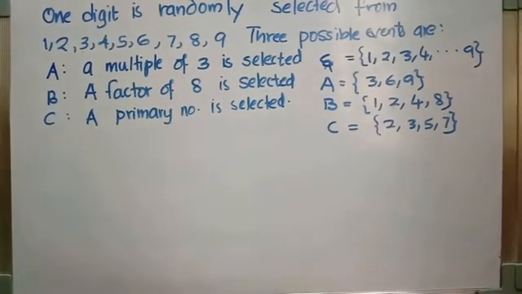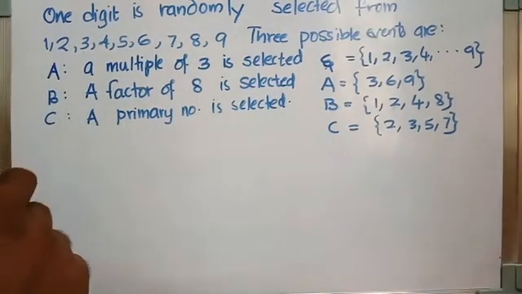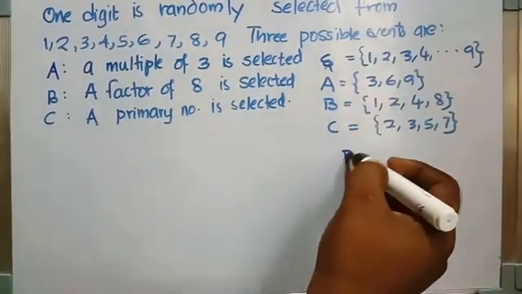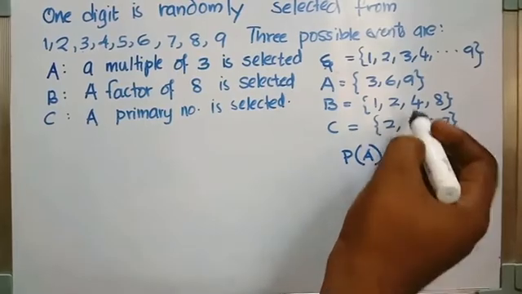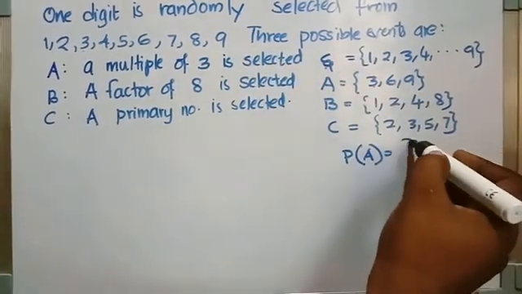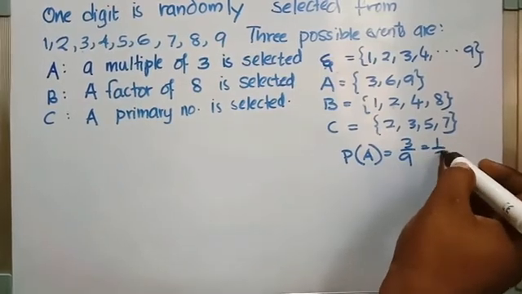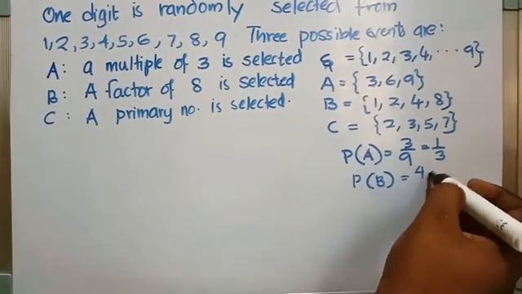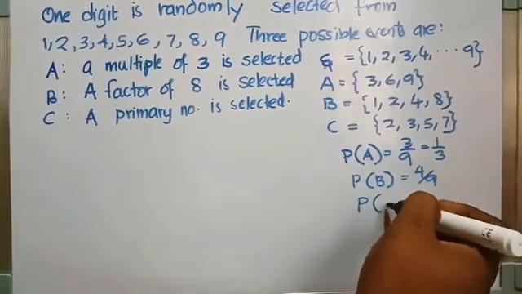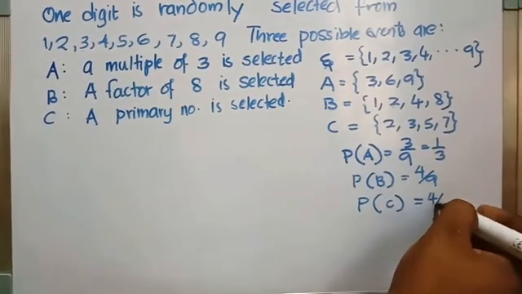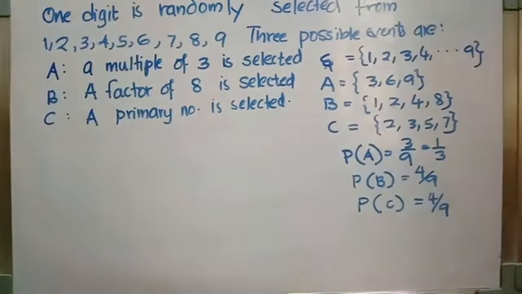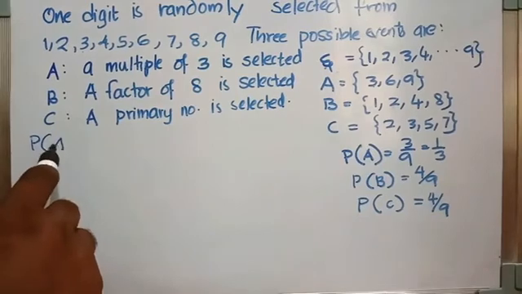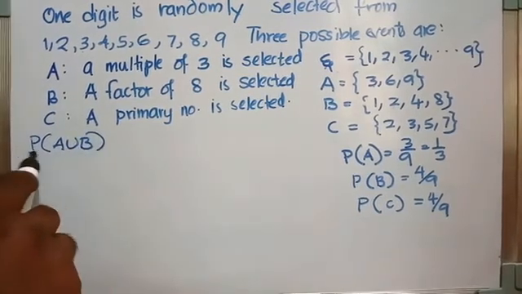Okay, so here we can find the probability of A, probability of B, and probability of C separately. So what is probability of A here? It is 3 out of 9. 9 numbers are there. So 3 out of 9, or 1 by 3. And probability of B is 4 by 9. And probability of C is also 4 by 9. Now our task is to find out probability of A union B. We want probability of A union B as first question.